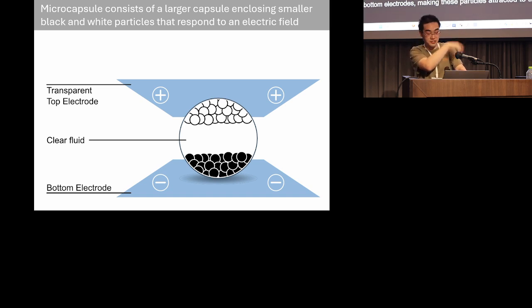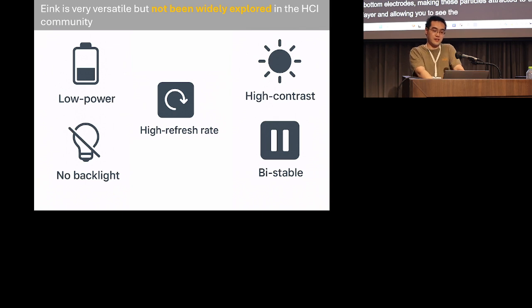This allows you to see the color change through the top electrode, the view angle. And you may already know that e-ink is very versatile. It is low power, it has a high contrast, and a high refresh rate compared with other low energy cost display technologies like electrochromics. It does not require backlight, and it's bistable. Bistable indicates that when the power is removed, the image is still there. And with all these qualities, we are surprised that e-ink hasn't been widely explored in the HCI community.